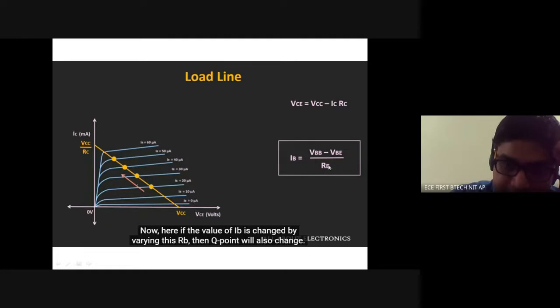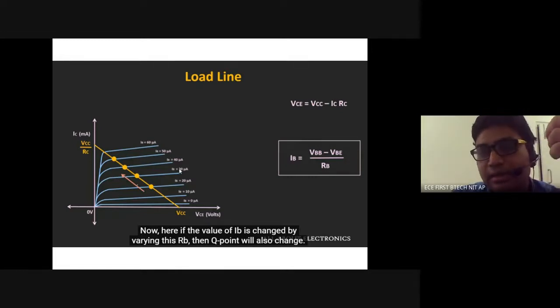So if the base resistance is, let's say, decreasing, then base current will increase. If the base current increases, then in this direction our collector current will increase. So this operating point will shift upward on the load line, if you can see here. That is a shifting of the operating point, which we don't want. Here I'm describing what might be the reasons the operating point can be shifted, and how well the fixed bias method is able to stabilize the operating point. That is what we are discussing here.